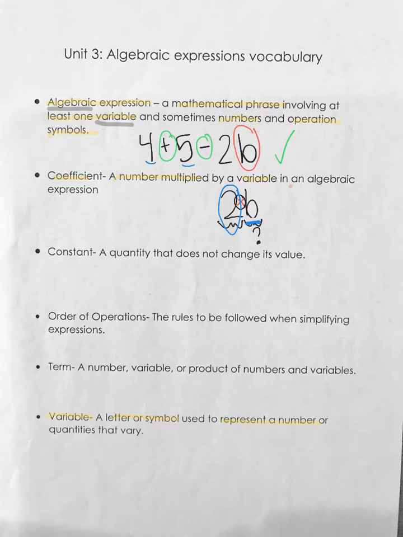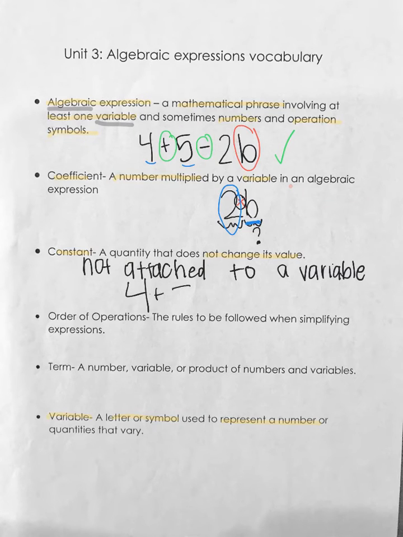A constant, on the other hand, is a quantity that does not change its value. In other words, it is not attached to a variable. So in this algebraic expression, 4 plus 5 minus 2b, I actually have 2 constants, my 4 and my 5, because those are not attached to a variable.